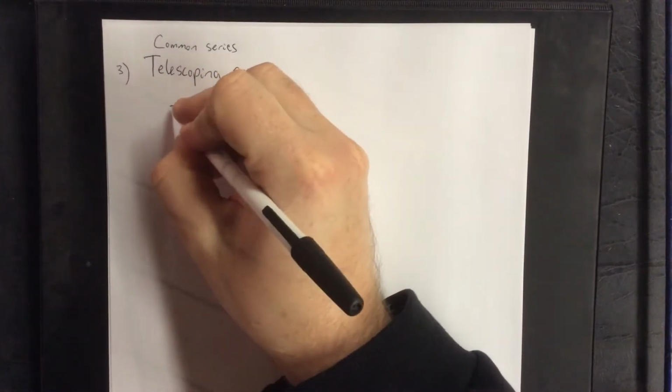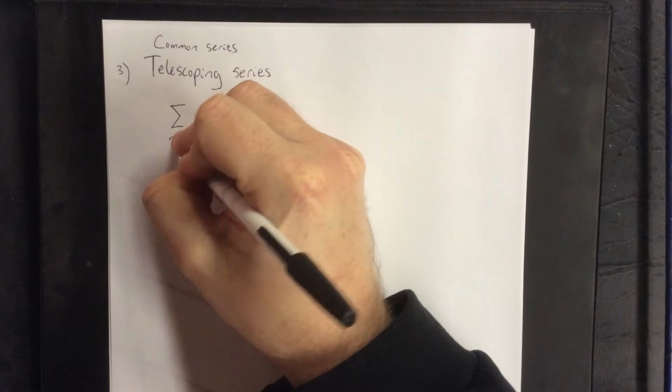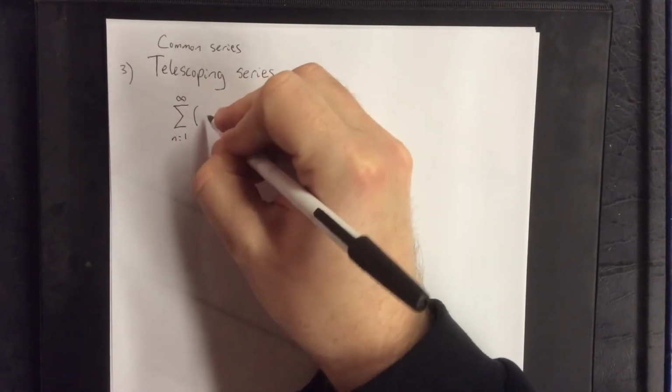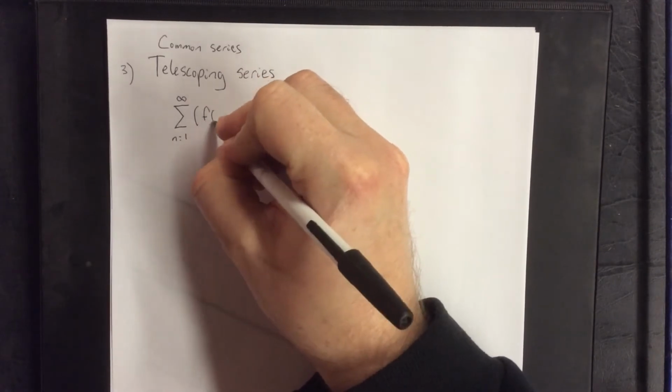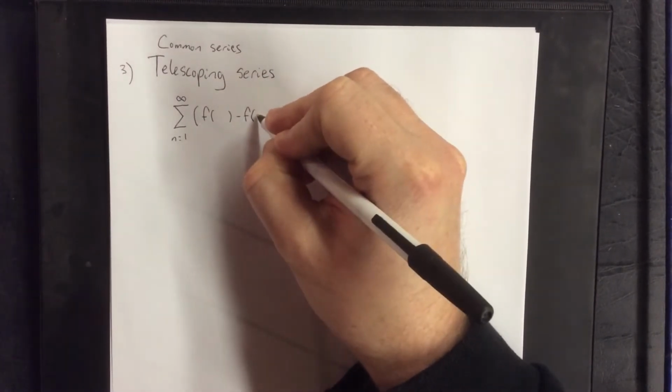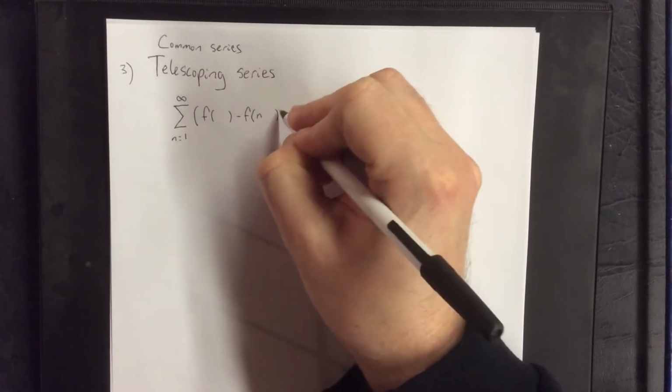So another common kind of series that we're going to see from time to time will be the telescoping series. To generate a telescoping series, this generally is going to involve the same function or same kind of function appearing twice, but as a difference of two different iterations of that function.